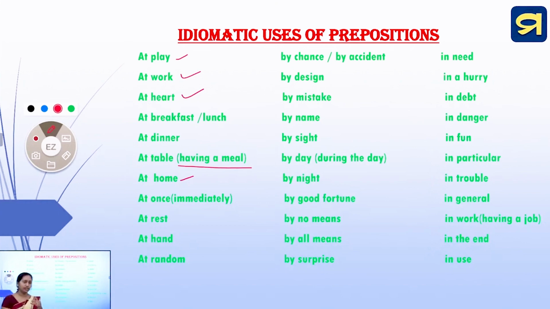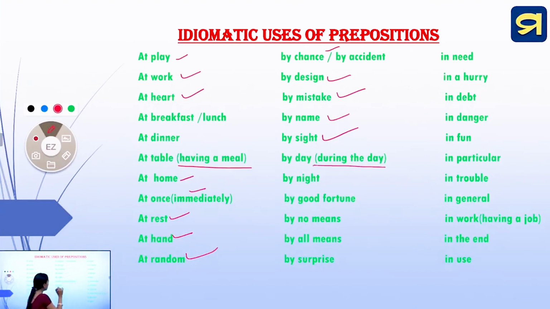At once means immediately. Next, at rest, at hand, at random, by chance, by accident, by design, by mistake, by name, by sight, by day. By day means during the day. Next, by night. By good fortune. By no means. By all means. By no means and by all means.